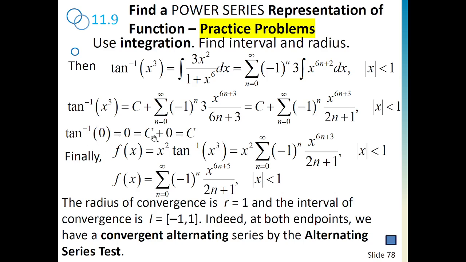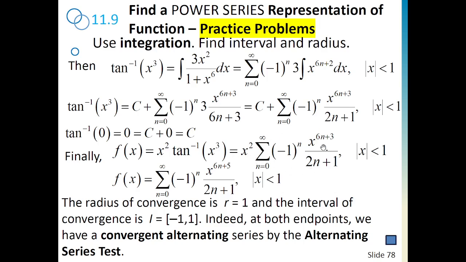Finding the value of c, again here the wise choice for x is 0, so it simplifies. I'll have 0 on one side equal to c plus, and this series will be a series of zeros, so that's fine. So this is what we get. Now the final step is multiplying this expression by x squared. So x squared times this piece here.